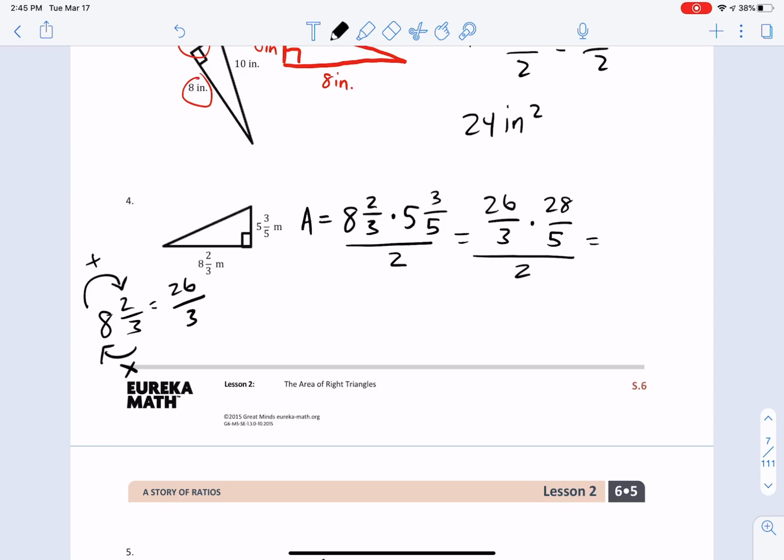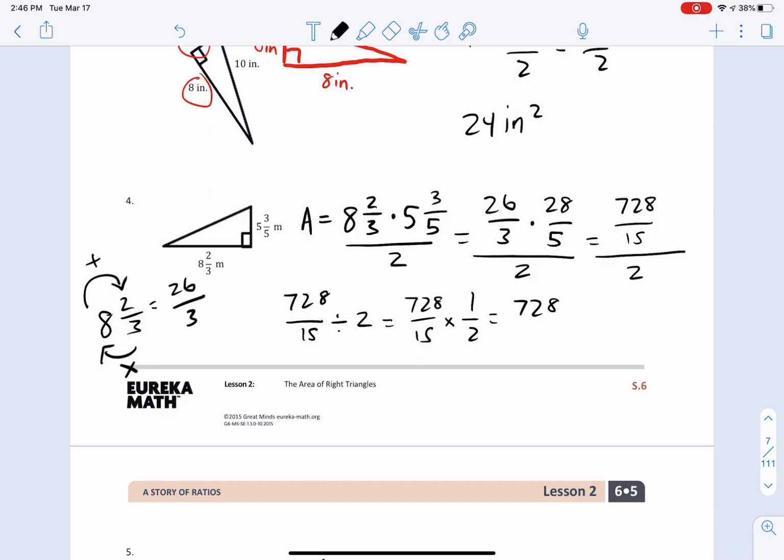26 times 28, let me go ahead and do that with a calculator. 26 times 28 is 728. That's multiplying the top by the top and the bottom by the bottom, and then we're still dividing whatever that is by 2. 728 over 15 divided by 2. So if I'm dividing something by 2, I'm really multiplying it by 1/2. So this is going to get a little bit complicated, but I'm just rewriting this. If I'm dividing by 2, remember KFC, keep the first one, flip the second one, it's actually 1/2, and then we're multiplying. And then we end up getting 728 over 30.